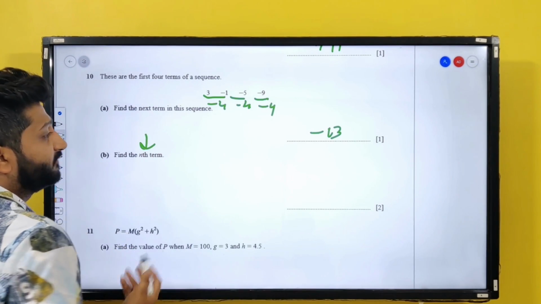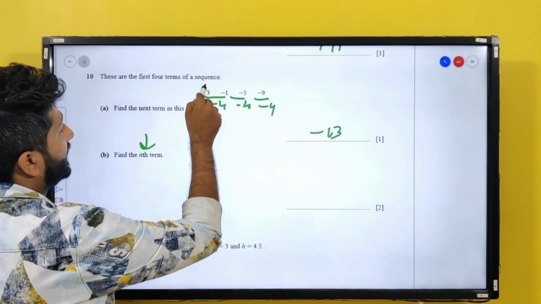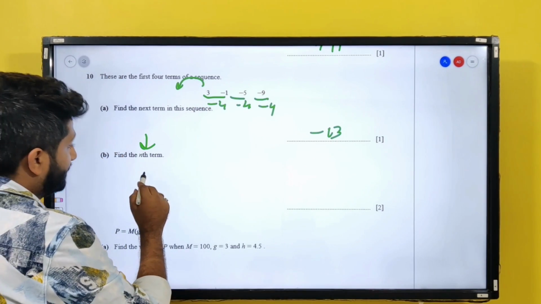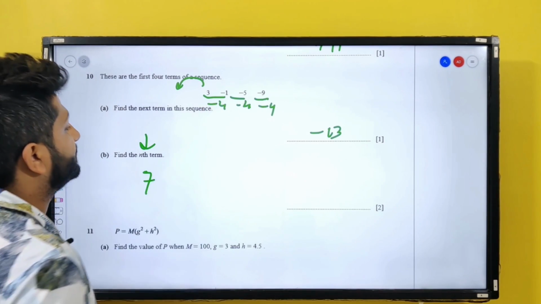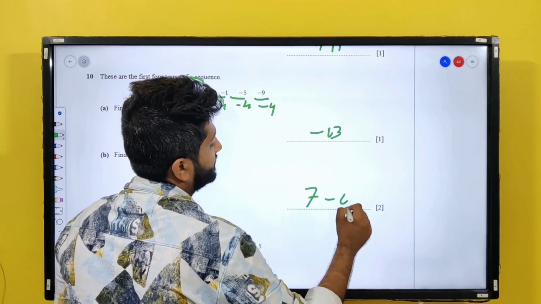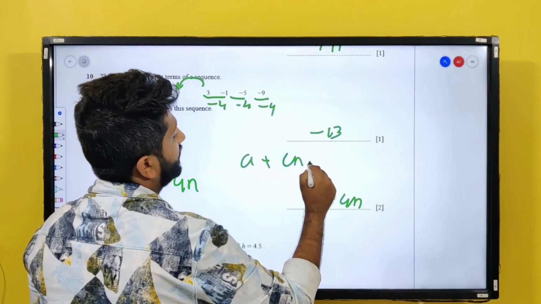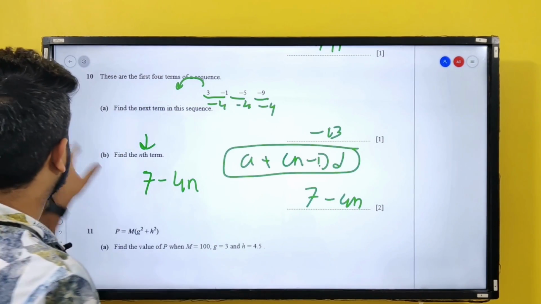Find the nth term. For the nth term, let's see what is going to be the term prior to 3. The term prior to 3 is going to be my 7. And what is my difference? My difference is minus 4. So 7 minus 4n. So my final answer is 7 minus 4n. Or you could use the formula a plus (n minus 1) into d. With this also you will get the same answer.